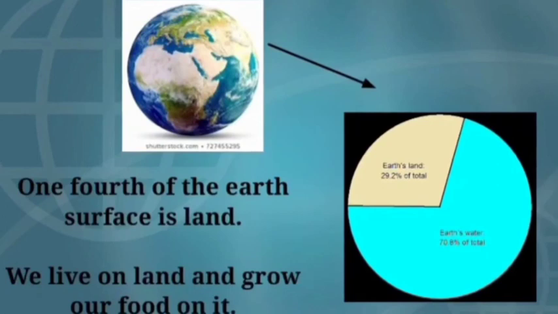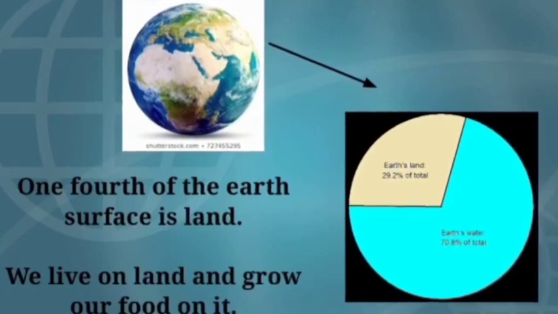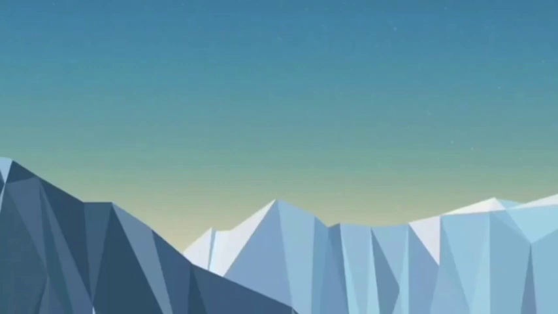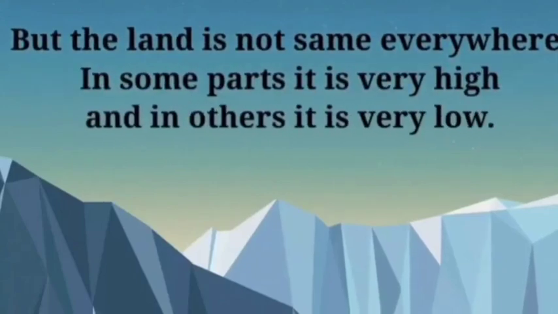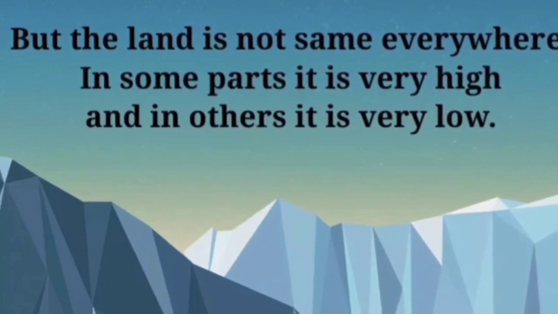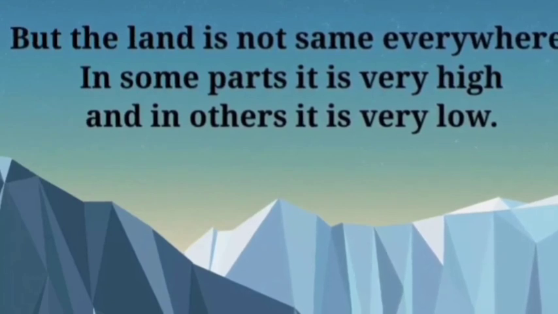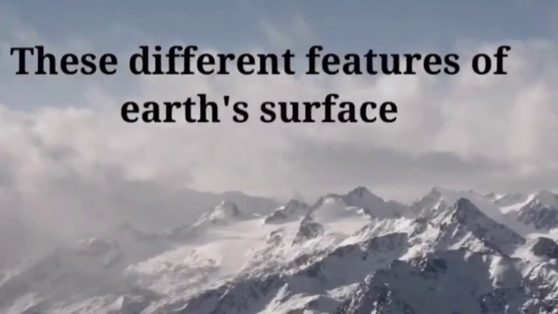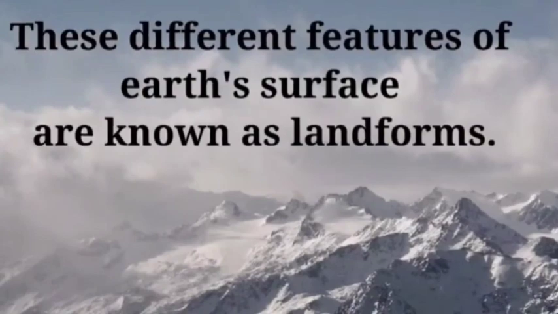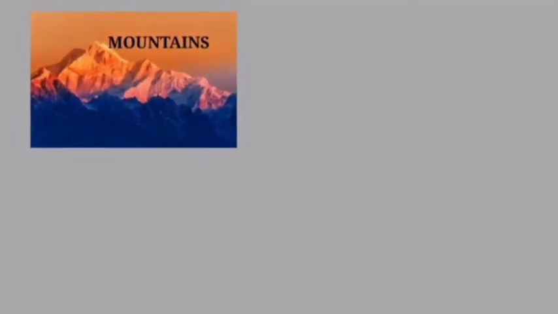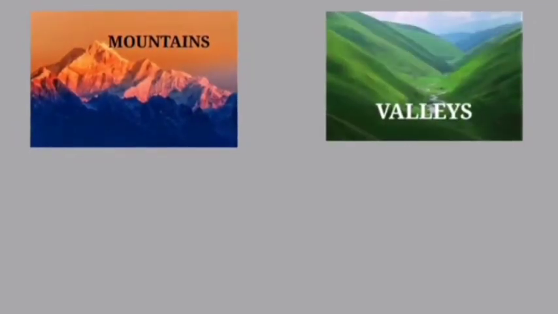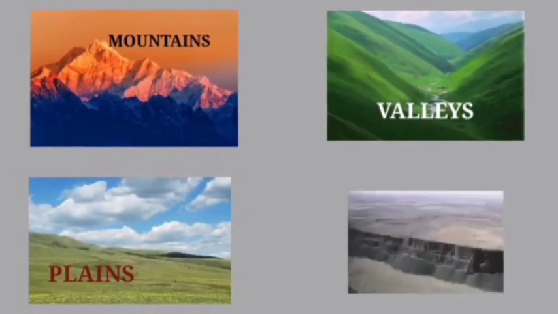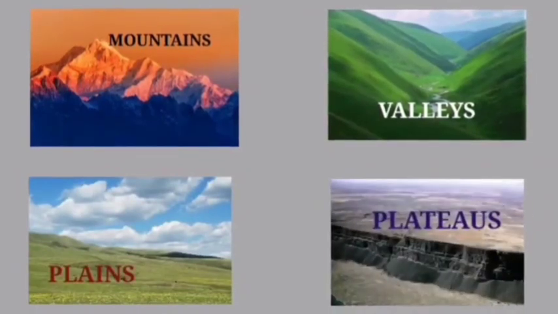One quarter of the earth's surface is land, which we live on and grow our food on. We have 70% water and 30% land. But land is not the same everywhere because we have different structures, that is high rises and low plains. The different features are known as landforms, and they vary from one another. Let's look at the mountains. We'll also be looking at valleys, hills, plain, plateau. But let's take the mountains first.